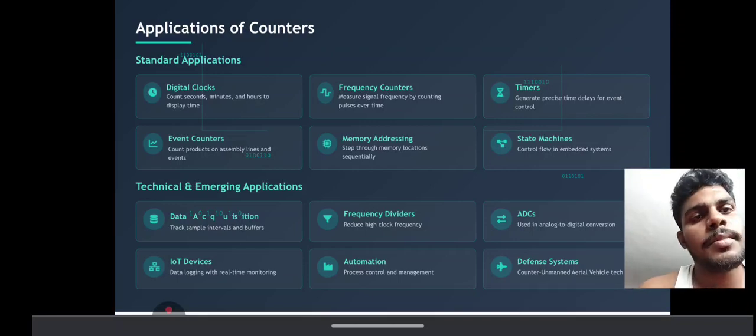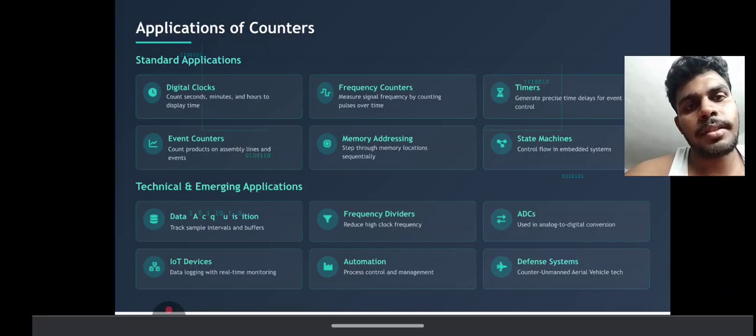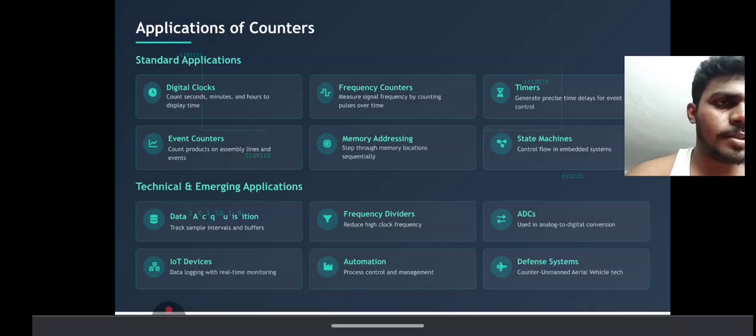Emerging applications: data acquisition, tracking sample intervals, buffers, frequency dividers, analog to digital conversions, IoT devices with real-time data logging and monitoring, automation, process control and management, defense systems, and aerial vehicle technology.